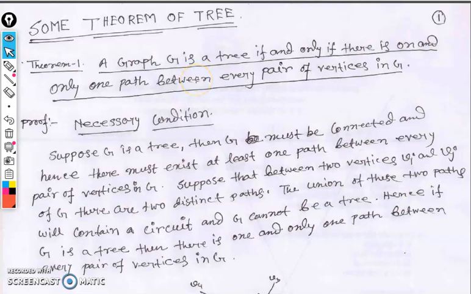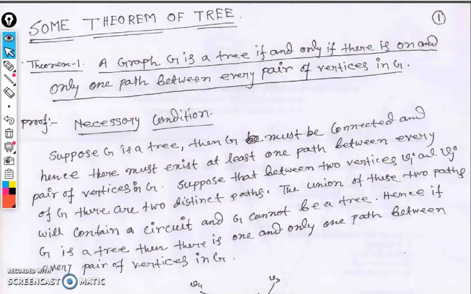So we take fourth sem module 5. The one thing remaining in your syllabus is some theorems on trees. All the remaining topics will be discussed in the lecture in your class. So here we want to discuss some theorems on trees.